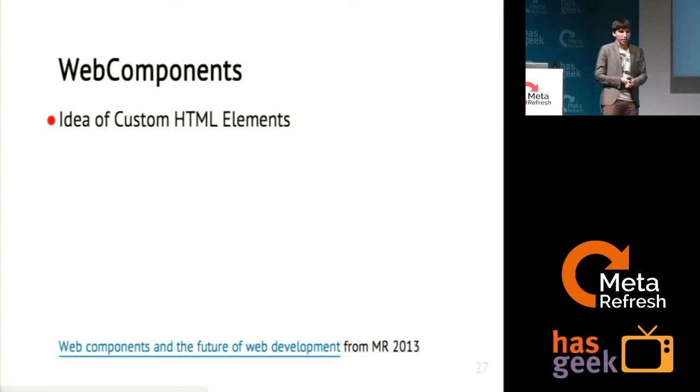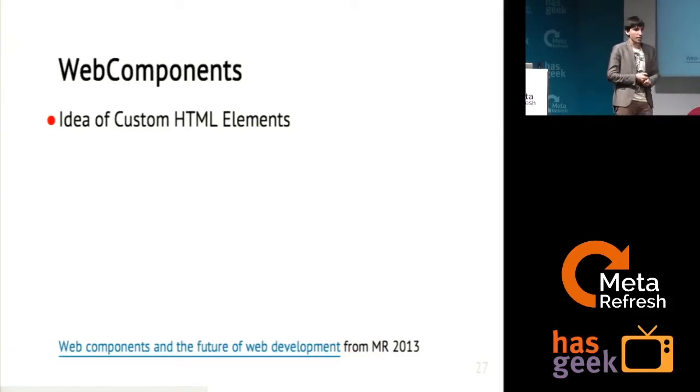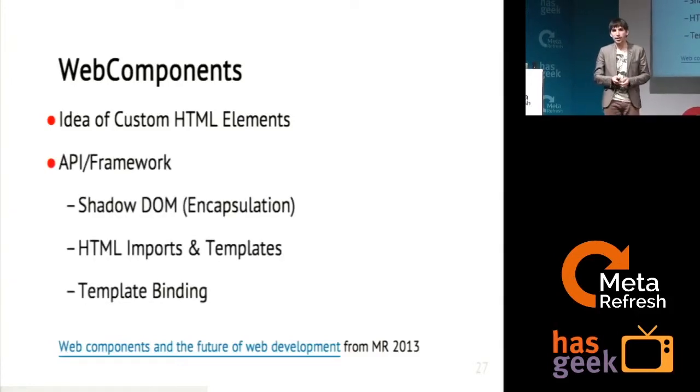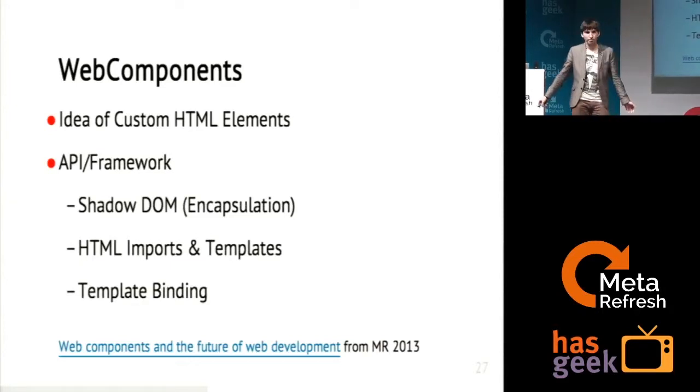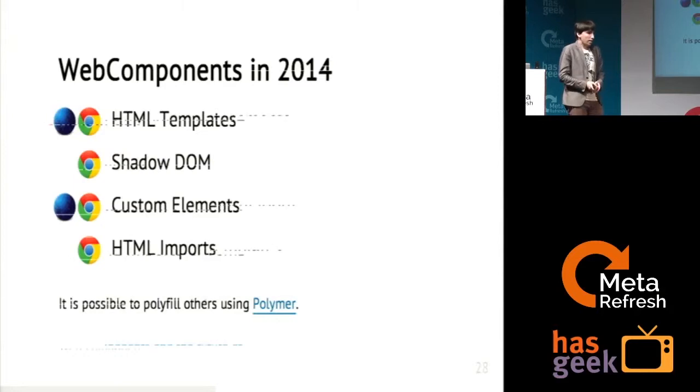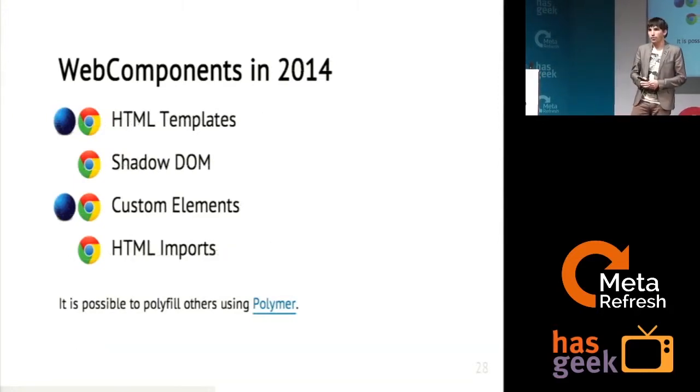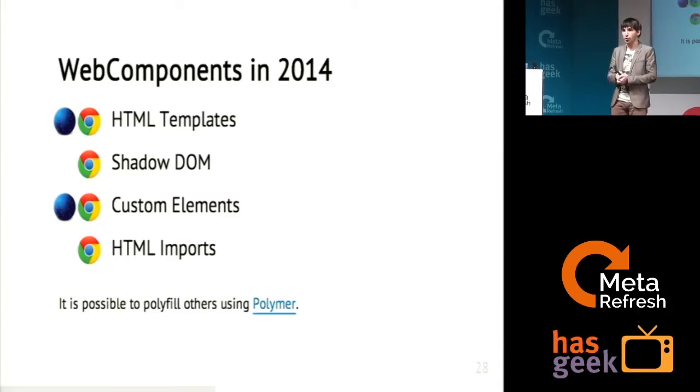Web components are actually a simple idea of a custom HTML element and some APIs to build this element. And that's all. Web components are not so common now. All of them have landed in Chromium-based browsers. Some of them are in Firefox Nightly, but all of them we can fix using the Polymer project in any major browser.